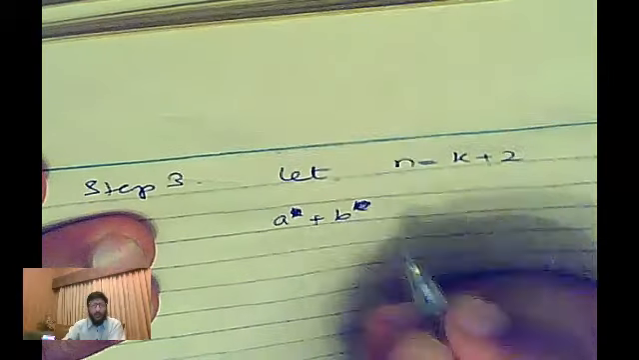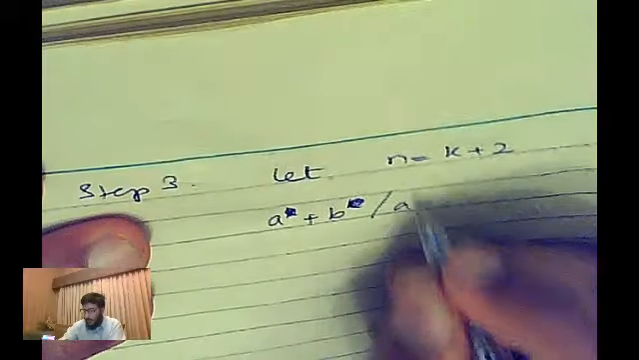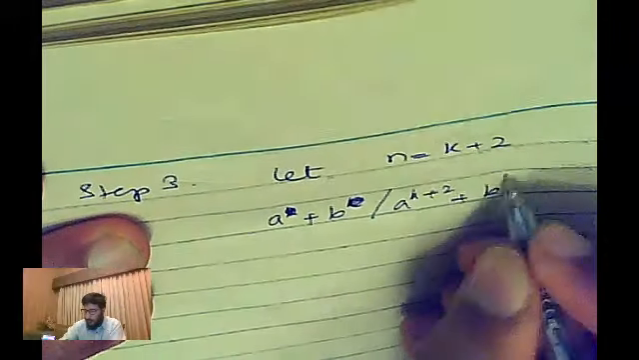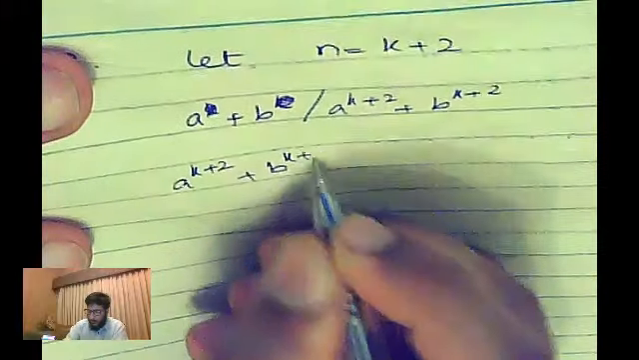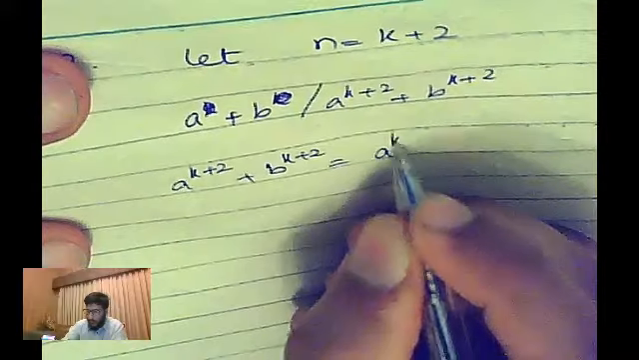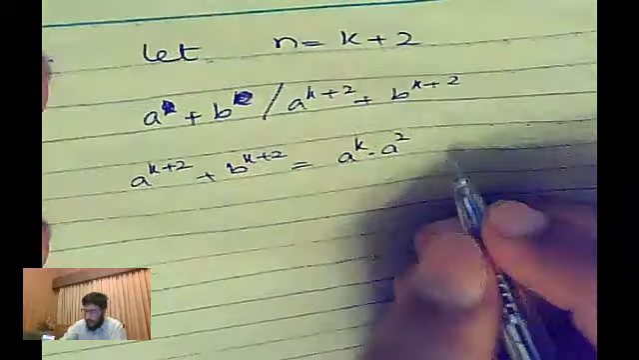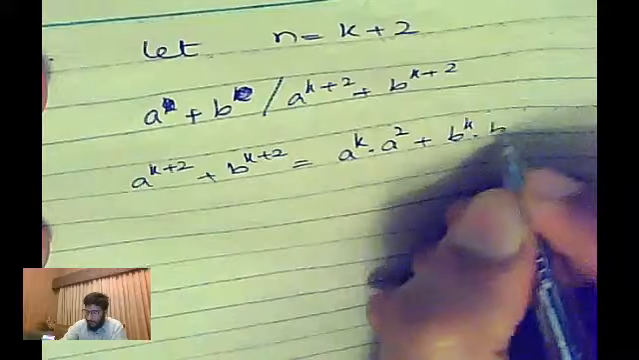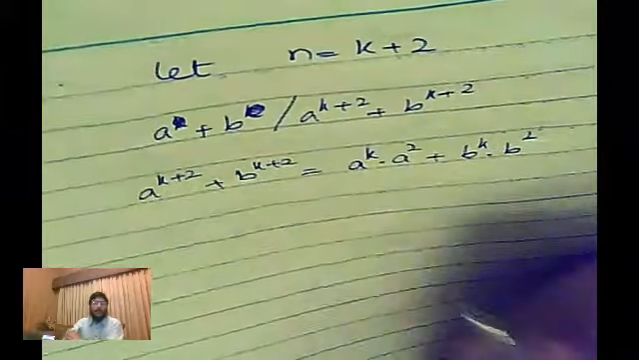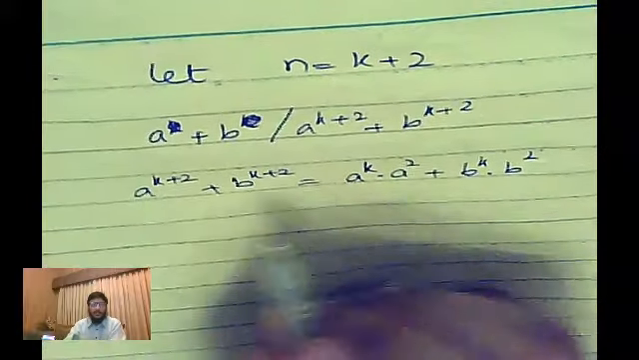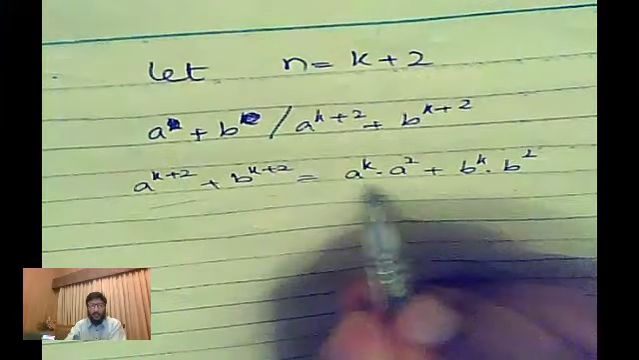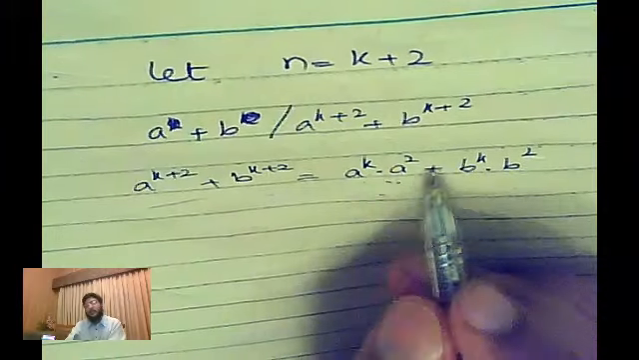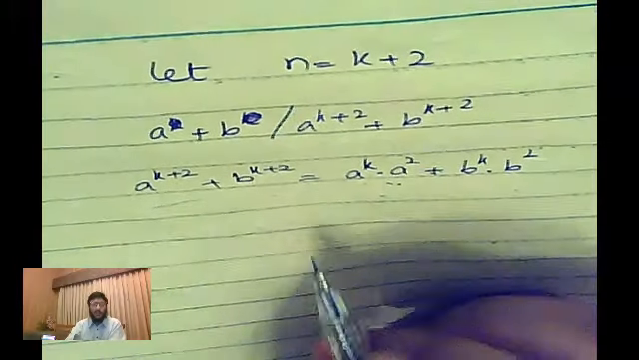So we have to show that a plus b divides a power k plus 2 plus b power k plus 2. Now, a power k plus 2 plus b power k plus 2 should be equal to a power k times a squared plus b power k times b squared. This is equal because the bases are the same and the powers add up over here.